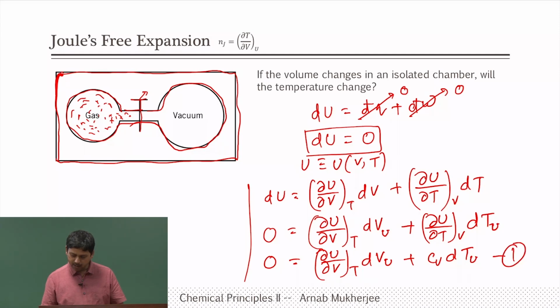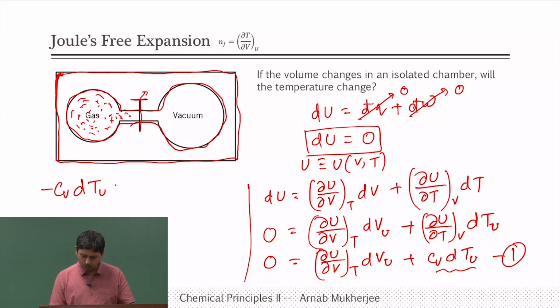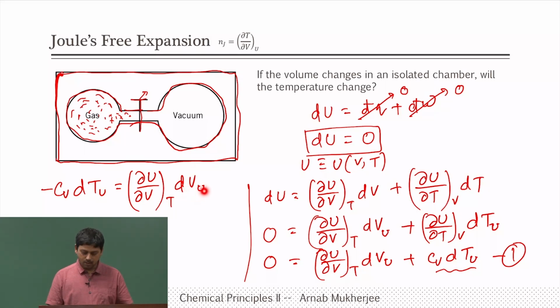Now we are going to rewrite this equation by taking this particular quantity on the left hand side. So it will be minus Cv dT at constant U equal to (del U by del V) at constant T dV at constant U. We are trying to understand how much change in the temperature is going to happen if the volume expands under the condition that U remains constant. That is what we are going to observe.